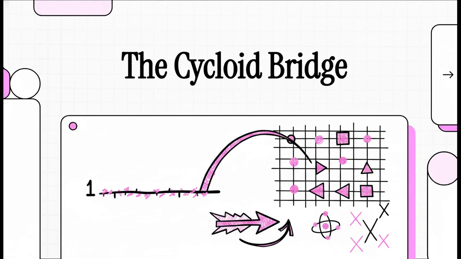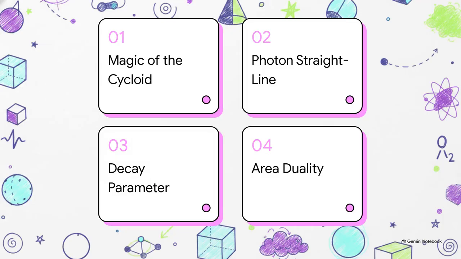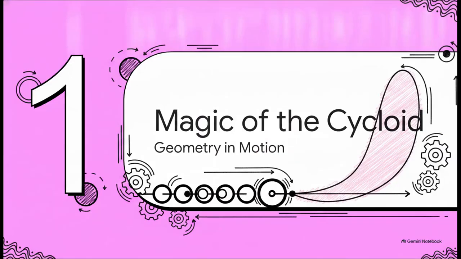Okay, let's dive into this. So here's our mental roadmap for today. 1. The magic of the cycloid. 2. The photon straight line limit. 3. Decoding the decay parameter. And 4. The rectangular area duality. All right, Section 1, the magic of the cycloid, geometry in motion.